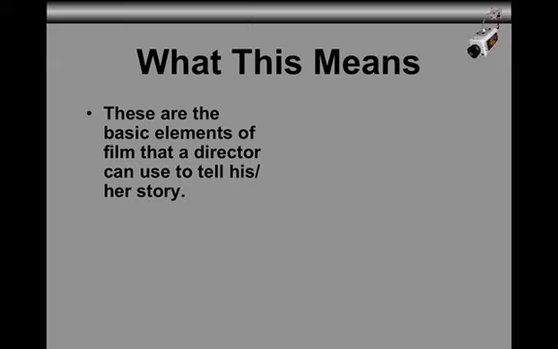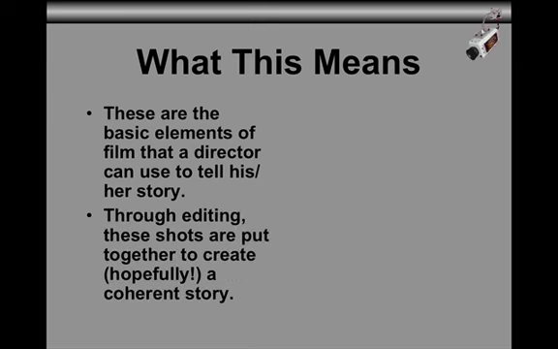So what this all means, we've looked at some of the basic elements of filmmaking and some of the basic terminology, the fundamentals that a director can use to tell his or her story. And then through editing, these shots and sequences are put together to create a coherent story.